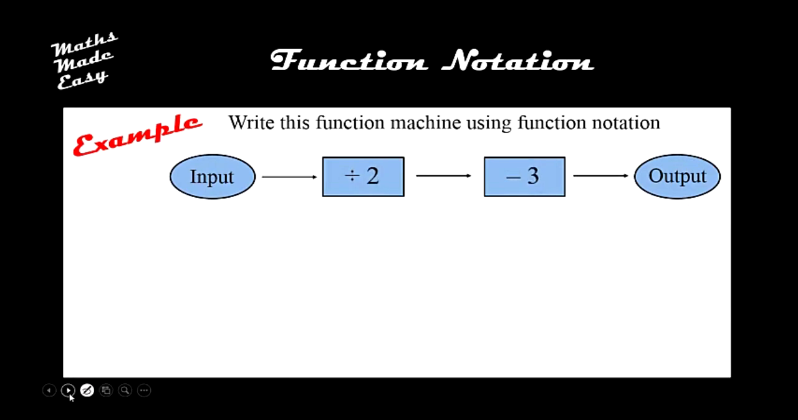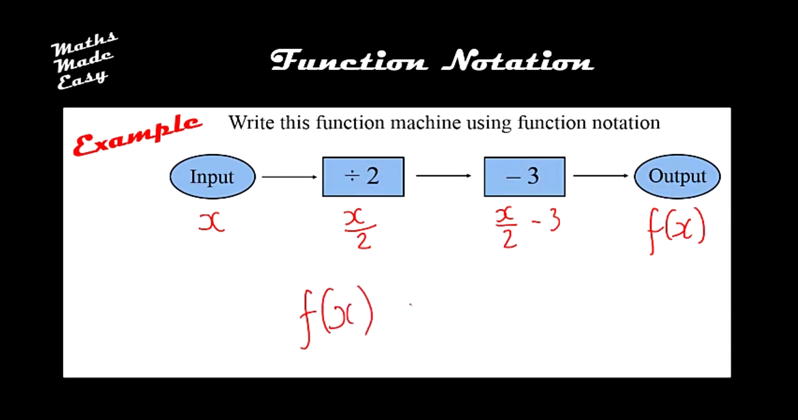Let's try a different one. Input, again, x. We divide that by 2. x divided by 2. When you write that in algebra, you use a fraction. And then we're going to take this thing here, x divided by 2, and we're going to subtract 3 from that. So that looks like this. And then our output, f of x. So this one written in function notation is f of x equals x over 2 subtract 3.